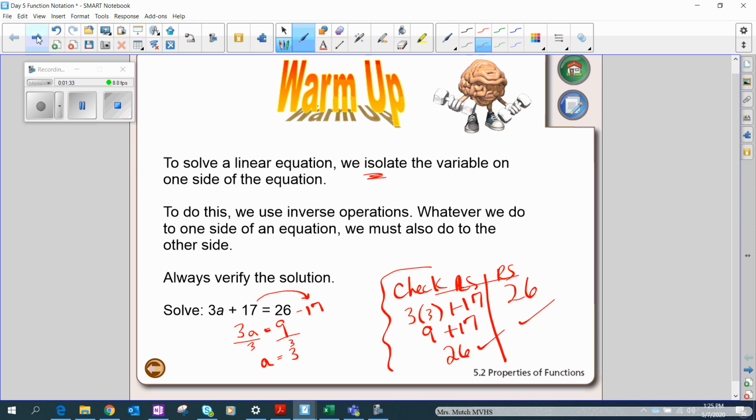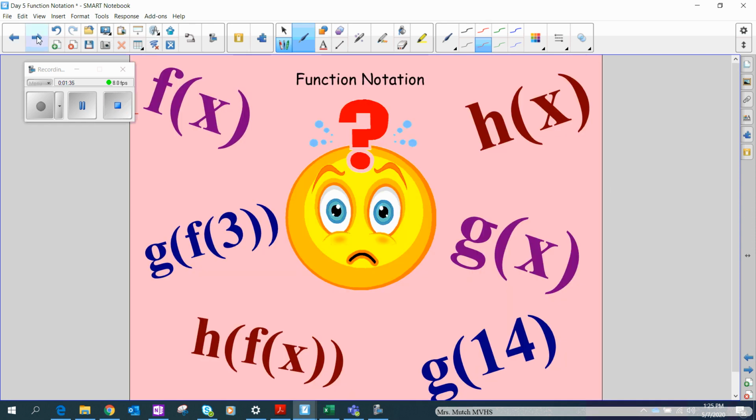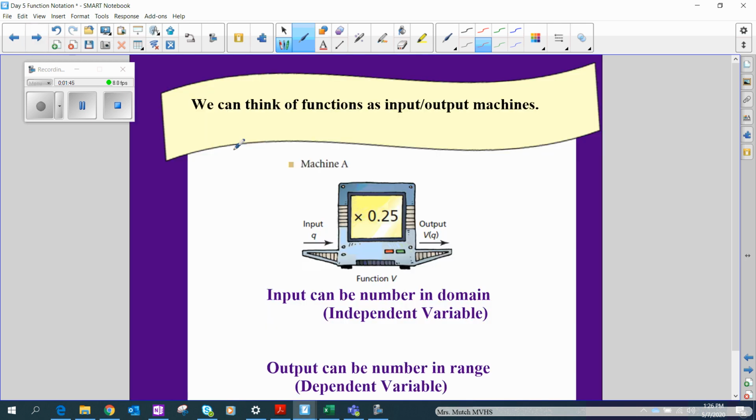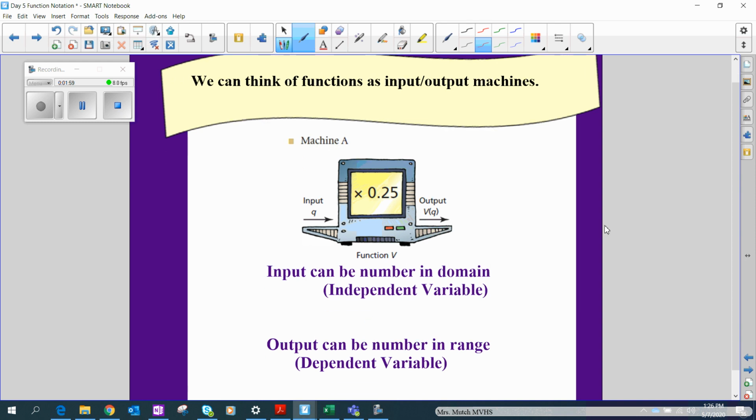Okay, so just going back and talking about functions. Function notation: often we use the letter f at x, but they can use other letters, and then we can build functions within functions. We often think of functions as input-output machines. So you put a number in, and then you get a number back out. The input number can be thought of as the independent variable, or x. That's the letter that we've been using most often. And the output is like your range or your dependent variable.